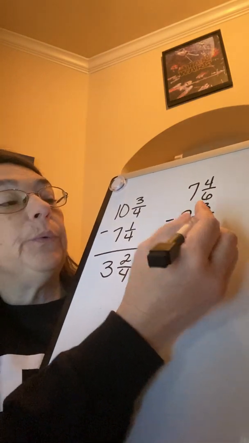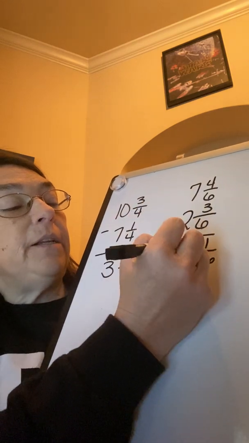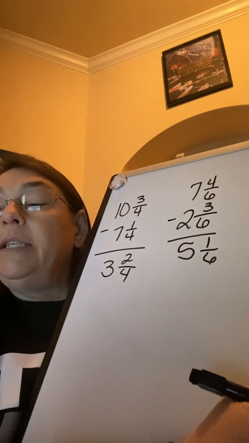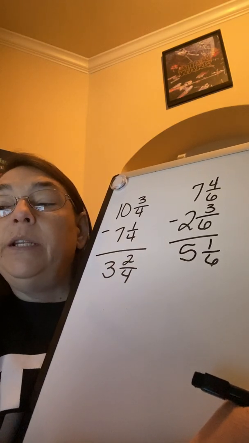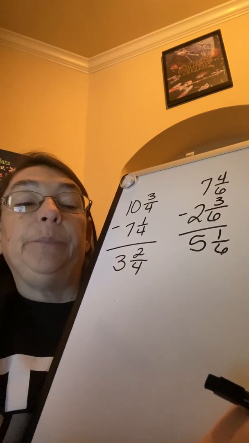This number 2. 4 minus 3 is 1 over 6. 7 minus 2 is 5. So you'd gotten 5 and 1/6. 5 and 1/6. It's the page 523. It's last night's homework. Number 3. Okay, number 3 and number 4.